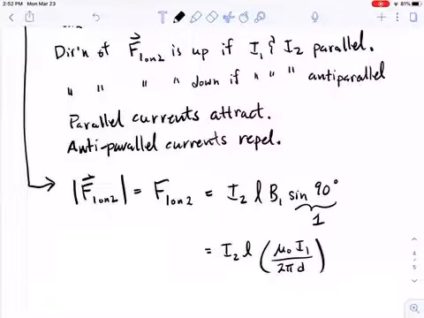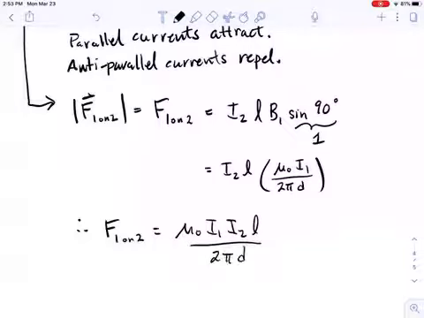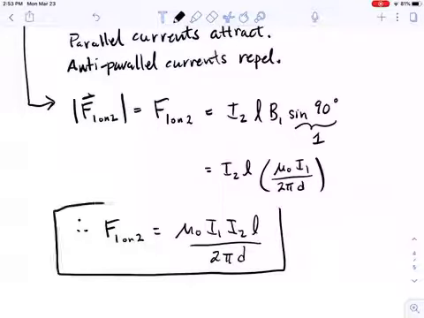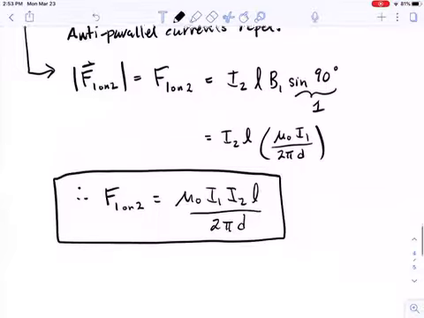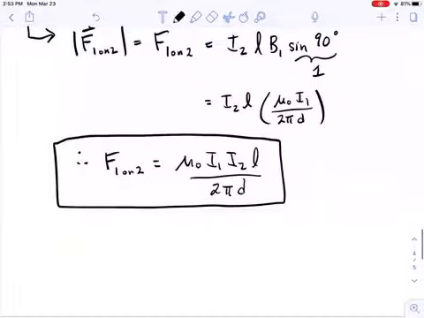And so therefore, the force of current 1 on current 2 is equal to, let's reorganize a little bit, mu naught I1 I2 times the length of the wires divided by 2 pi d. If the currents are parallel, this is an attractive force. If the currents are anti-parallel, it's a repulsive force.